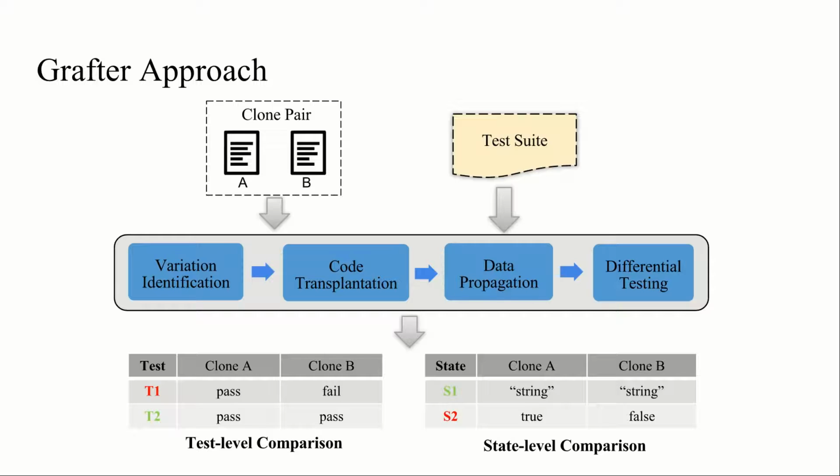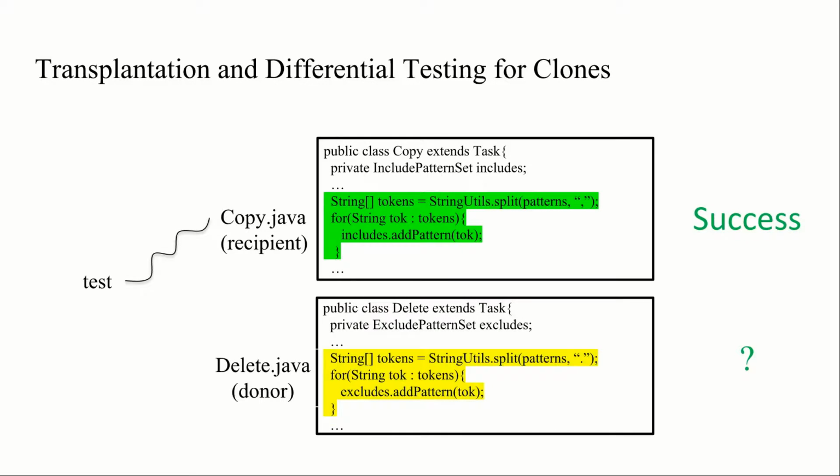Grafter supports differential testing at 2 granularities. The test level comparison compares the test outcomes of reused test cases, while the state level comparison compares the internal state values of code clones. Here is how it works.